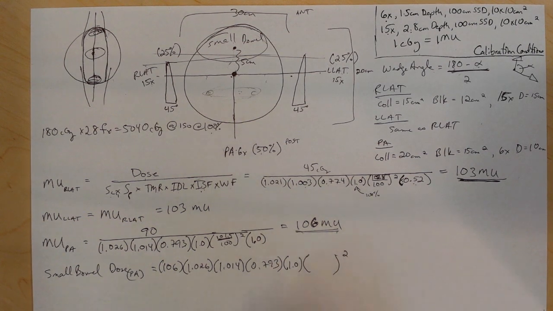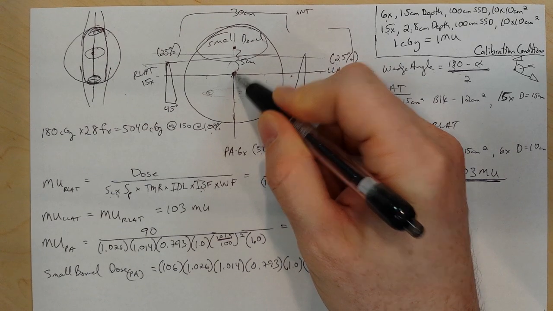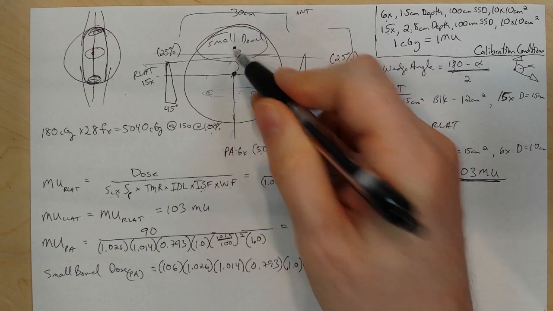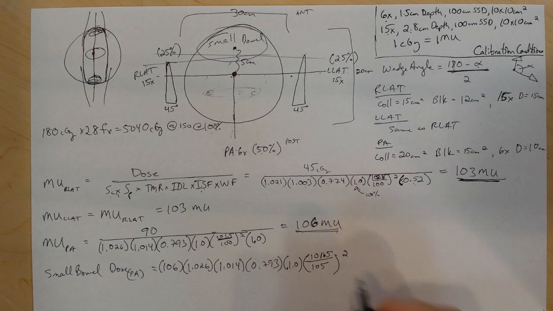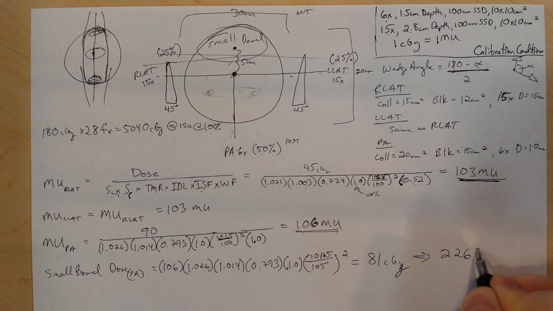Next is my inverse square factor. Source to calibration distance, 101.5, divided by source to point distance. My source to point distance is going to be 100 centimeters SAD plus 5 centimeters, so it's 105 centimeters. Plug and chug this, and you end up getting 81 centigray. Over the total course of treatment, we have 81 times 28 fractions.